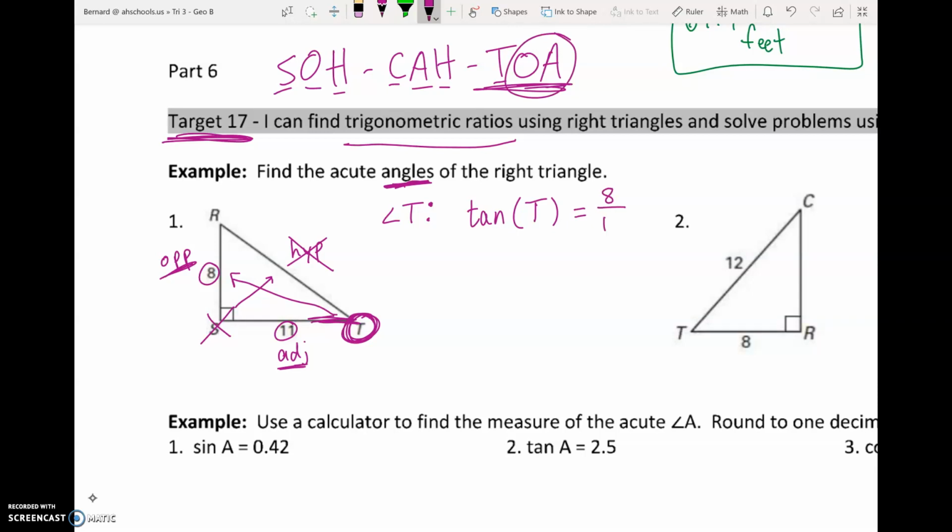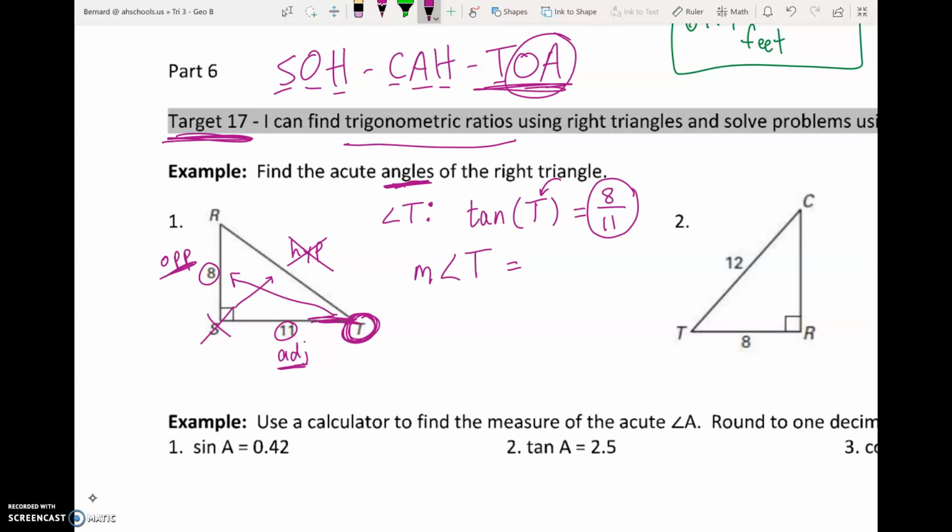So 8 over 11. Now, notice there's no x, no y, no variable in our fraction, right? It's 8 divided by 11. That's a number. The variable is T. What we're wondering about is what is angle T? So we have to do the opposite of an entire trig function, right? We have to do the opposite of what tangent is. And the opposite of tangent is called the inverse tangent. And so we'll be able to get what angle T is, we'll call it the measure of angle T, if we do the opposite of the tangent to this fraction.